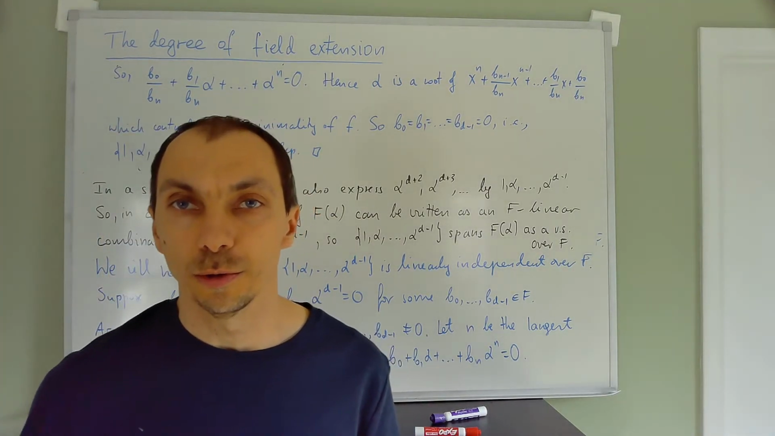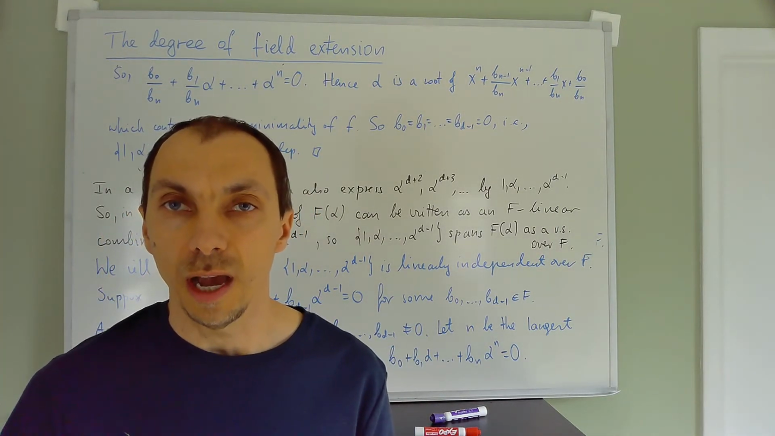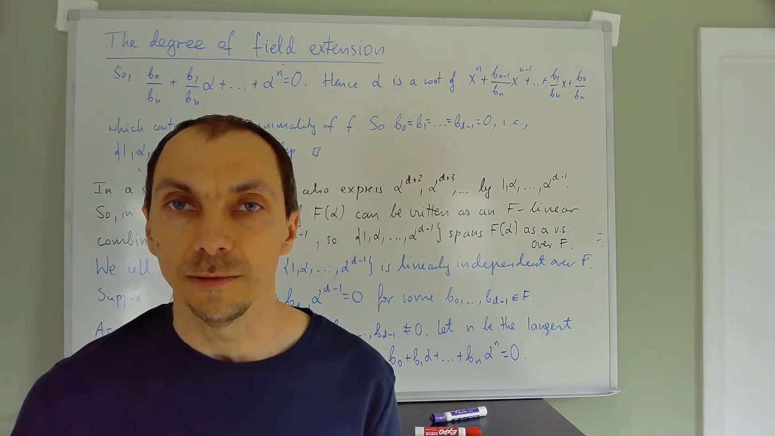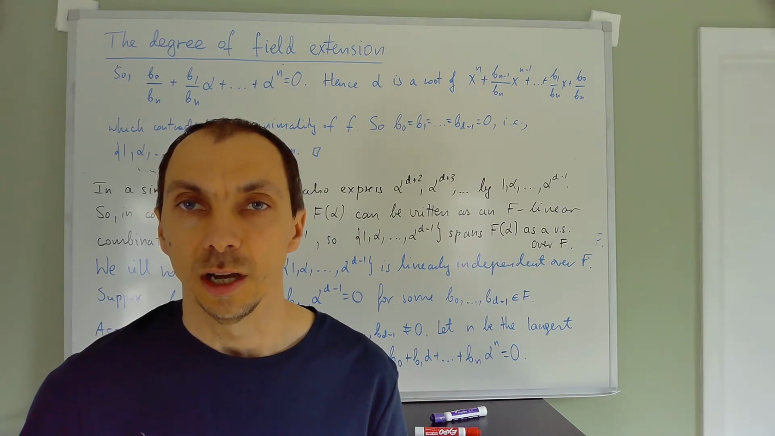Okay, and this finishes the proof of the fact that the set 1, alpha, all the way to alpha to the power 1 less than the degree of the minimal polynomial, is a basis of F(alpha) over F.